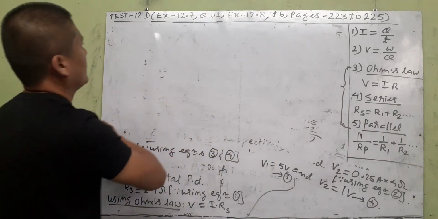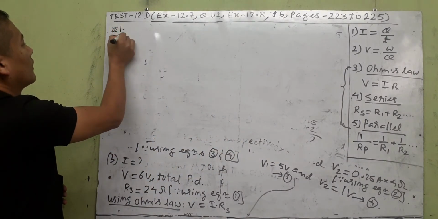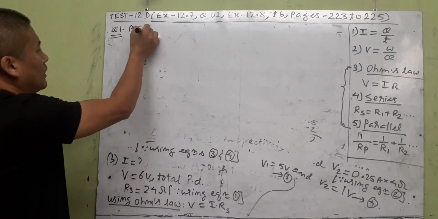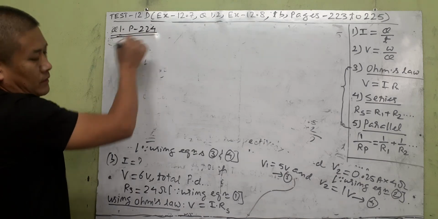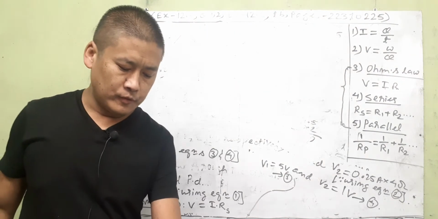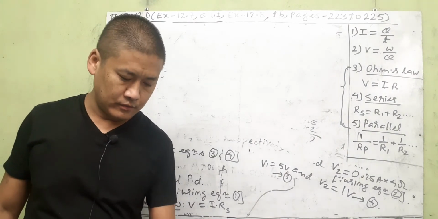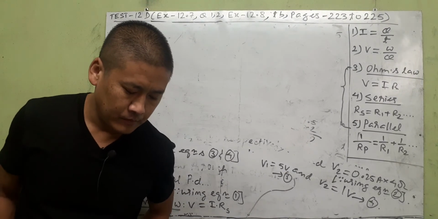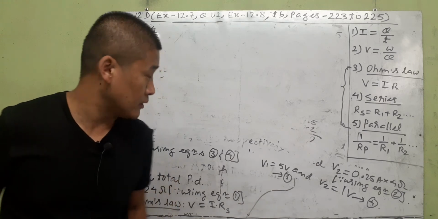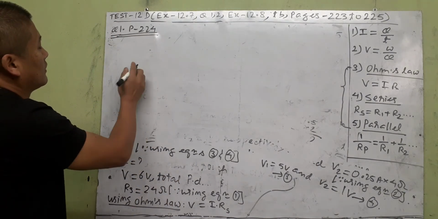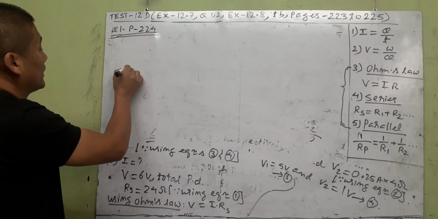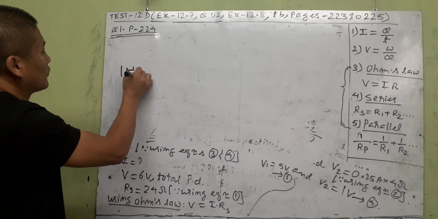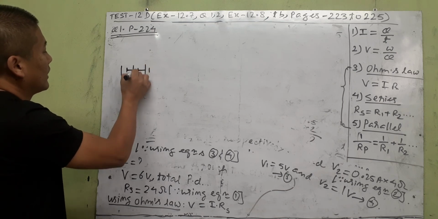Okay, so next question number 1, page number 224. Just look at that box with blue color writing. Draw a schematic diagram of the circuit consisting of a battery of 3 cells, 2 volt each. So there are 3 cells of 2 volt each. So let's just draw like this: long line, short line, long line, short line, long line, short line. 3, so I drew 3.